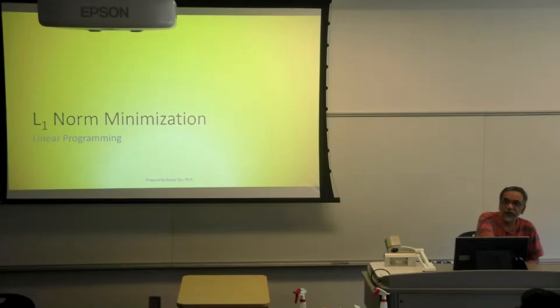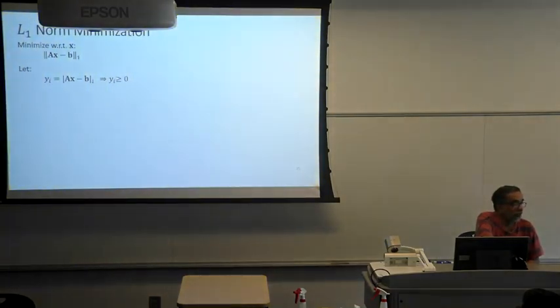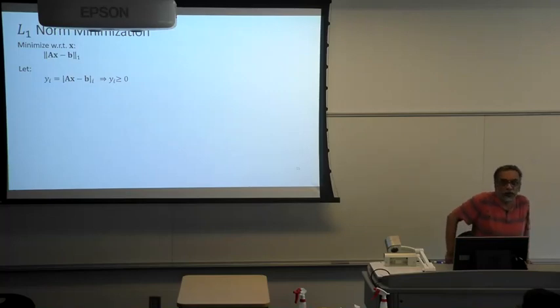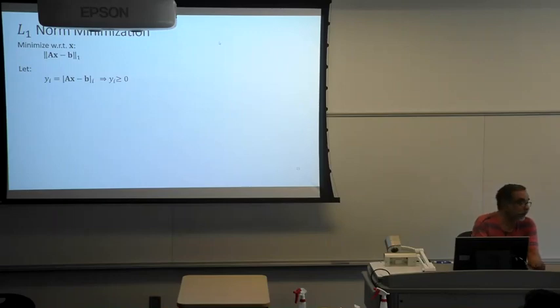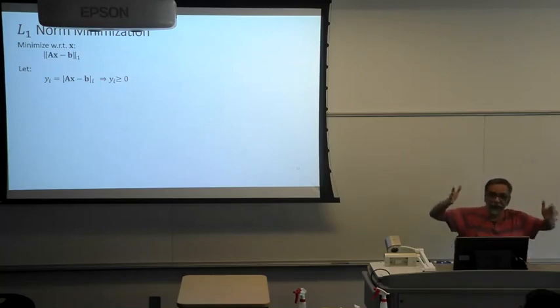L1 norm minimization. This is actually in your homework. So this is L1 norm minimization. This is my problem. I want to minimize, with no constraints, the one norm of AX minus B. Now you know that AX minus B is a column vector. So what is the one norm? You take the absolute values of all the elements and add them up together.